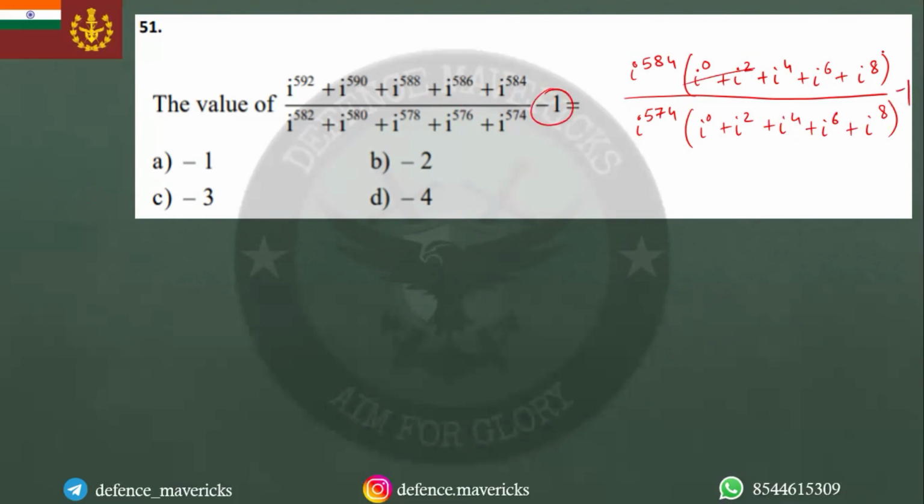So now if you see this and this bracket is directly cancelled. Now what remains? I power 10 minus 1. Now what is I power 10? You just subtract 8 from this. So you will be getting I square minus 1. What is I square? Minus 1, minus 1, minus 1.